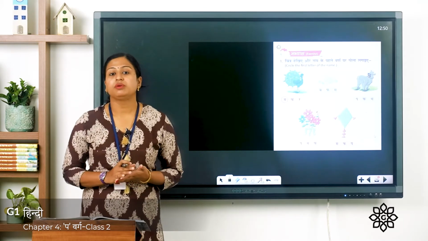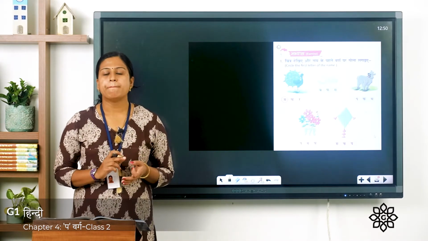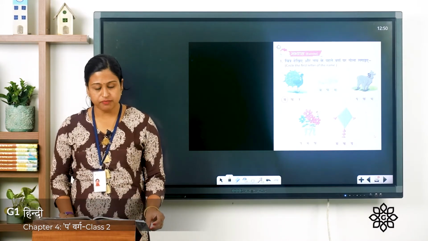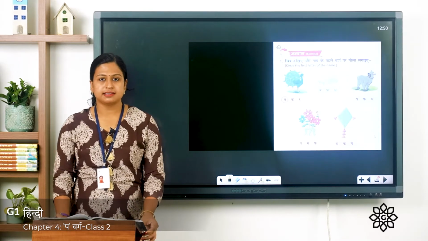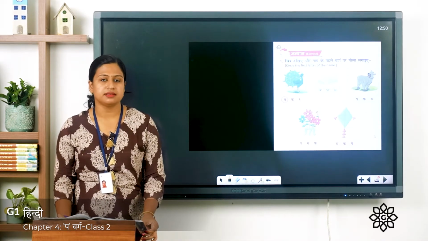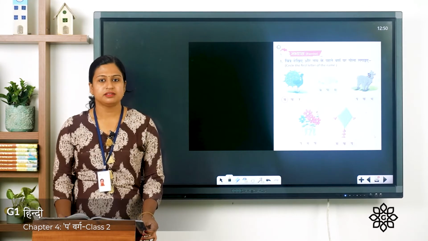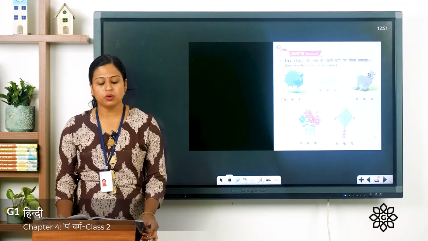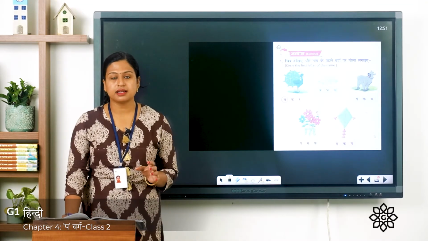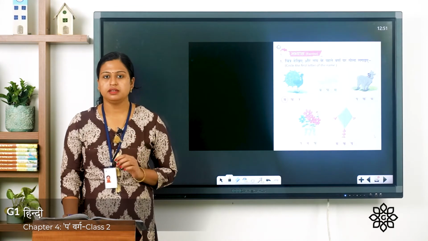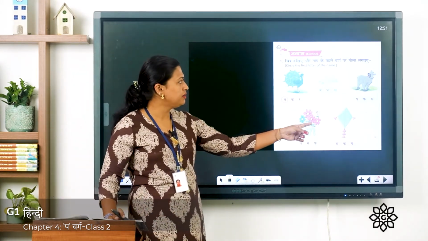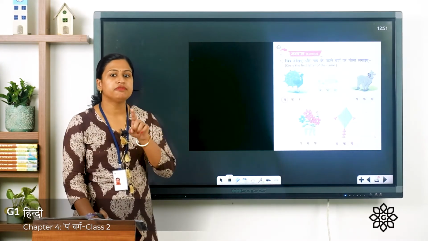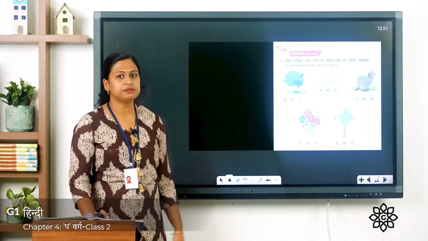So, we wrote pa, fa, ba, bha and ma. Now moving on to page number 42, the first exercise. In Hindi, we say abhyas. That means exercise. So the first one, chitra dekhiye aur naam ke pehle varna par gola lagaiye. So you have to circle the first letter of the name. You can see some pictures are given. You have to identify these pictures and you have to circle the first letter of the name of these pictures.